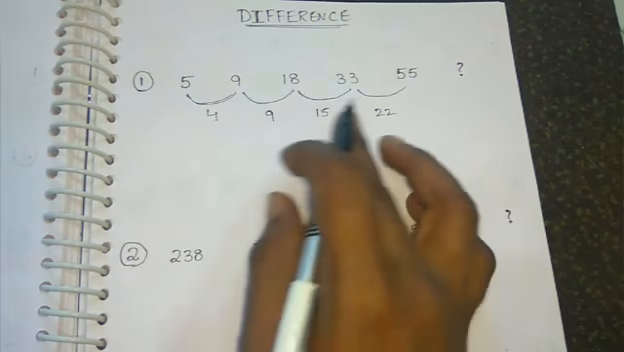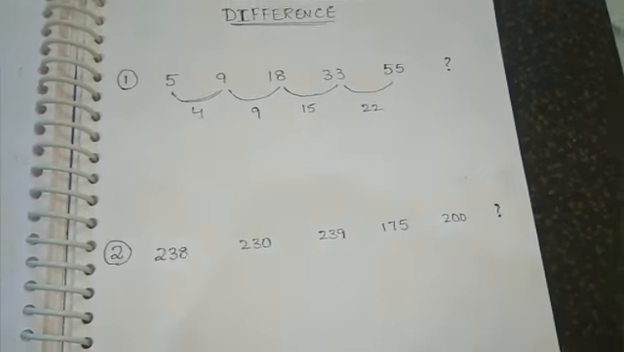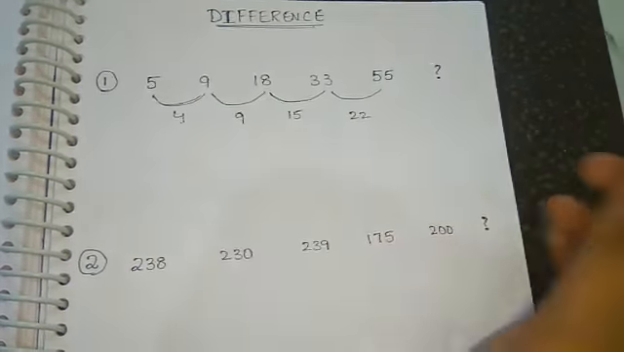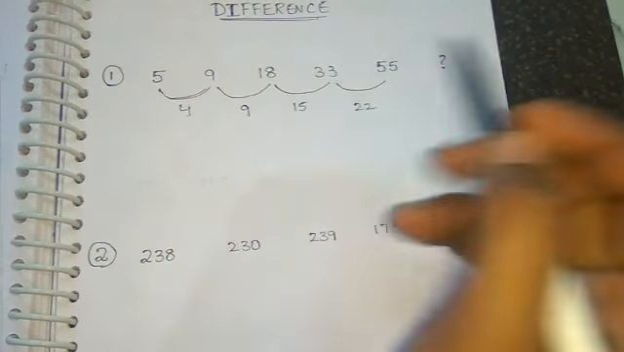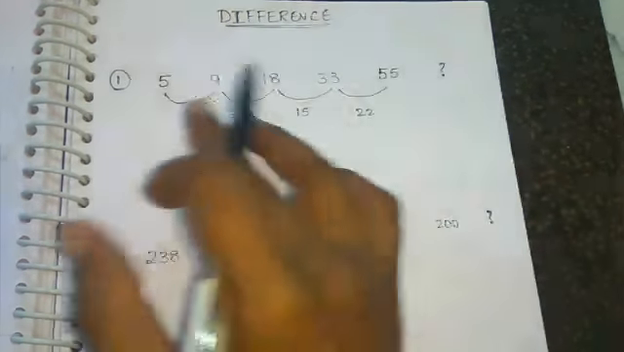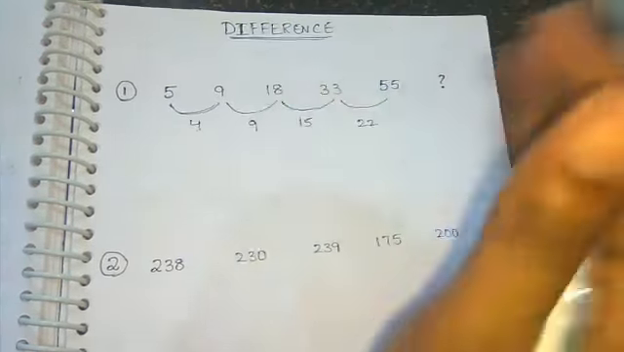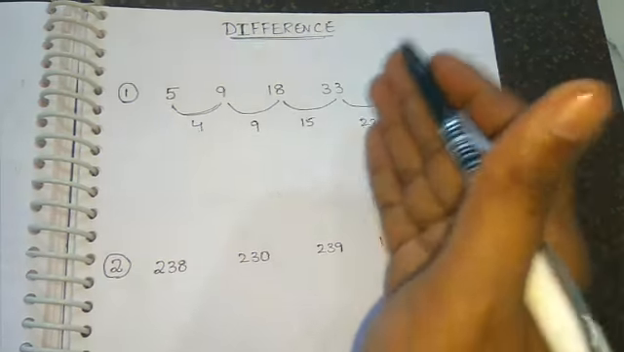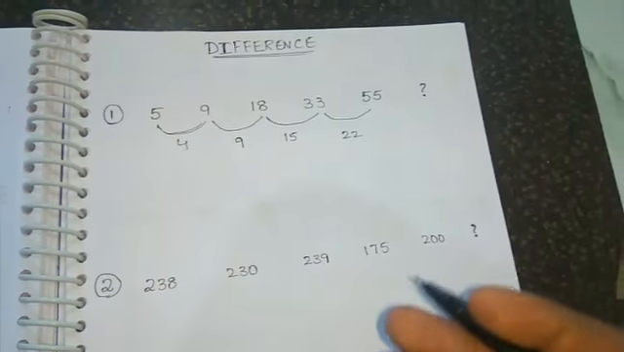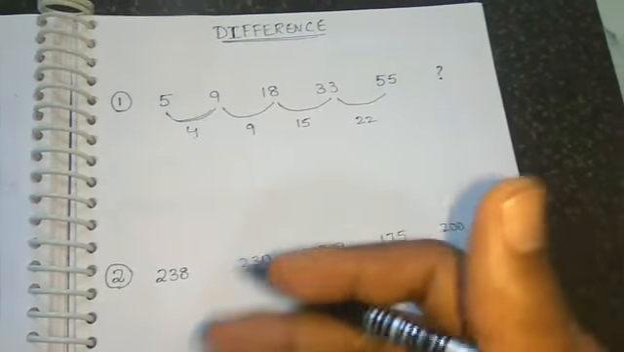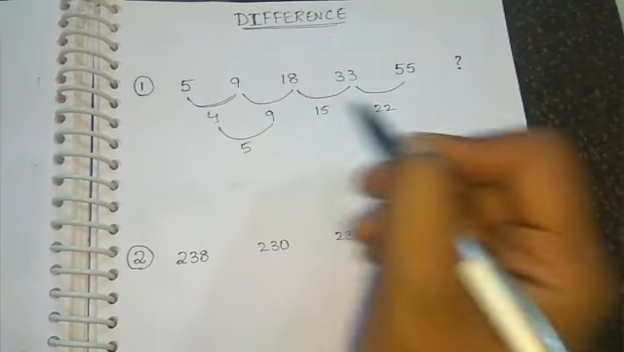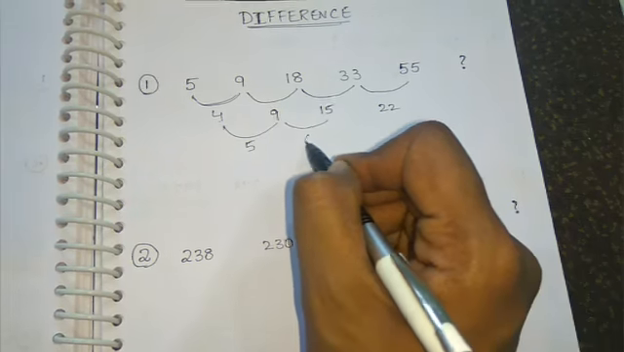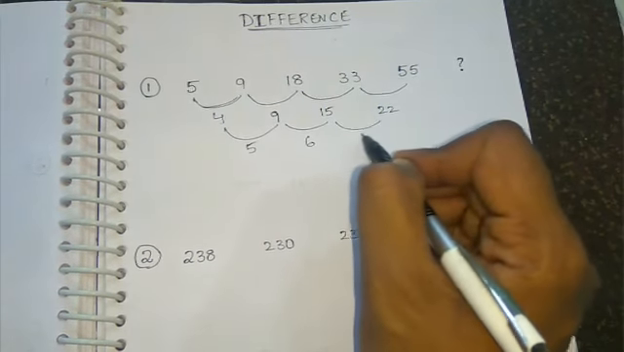So we have 4, 9, 15 and 22. Now treat this as a series and try to find if at all there is any logic in that. 2 square, 3 square, but here there is no 4 square or 5 square, so there is no logic. So we should find the difference again. We are finding the difference for the difference. 4 and 9, the difference is 5. 9 and 15, it is 6. 15 and 22, it is 7.